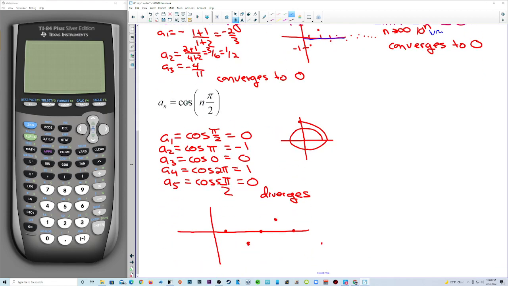If you plug 1 in, you get cosine of pi over 2, that's 0. Plug 2 in, the 2's cancel. Cosine of pi is negative 1. 3 pi over 2, cosine of 3 pi over 2 is 0. 4 pi over 2, that's 2 pi. Cosine of 2 pi is 1. Well, now the values are just going to repeat. So we're going 0, negative 1, 0, 1, 0, negative 1. So this is not converging to a value. This is really the cosine wave. So this one is diverging.